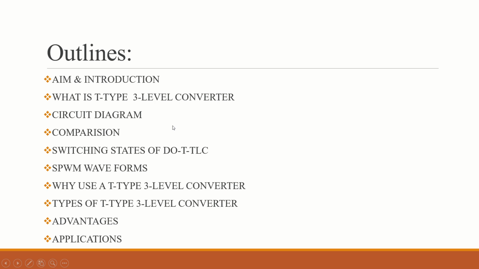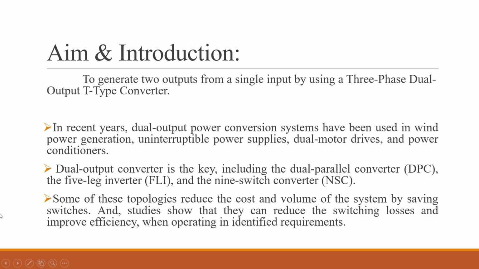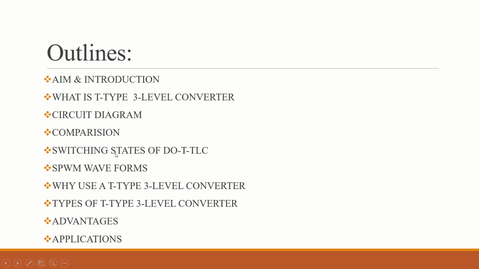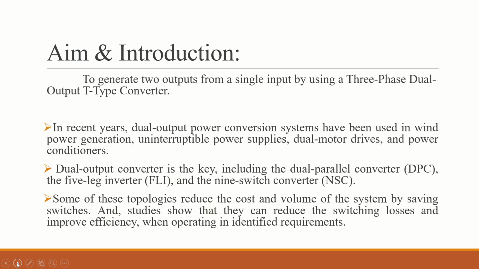And these are the outlines: aim, introduction, what is T-type three-level converter, circuit diagram, comparison, switching states of dual output T-type three-level converter, sinusoidal pulse width modulation techniques, waveforms, why use a T-type three-level converter, types of T-type three-level converter, advantages, applications, and results.